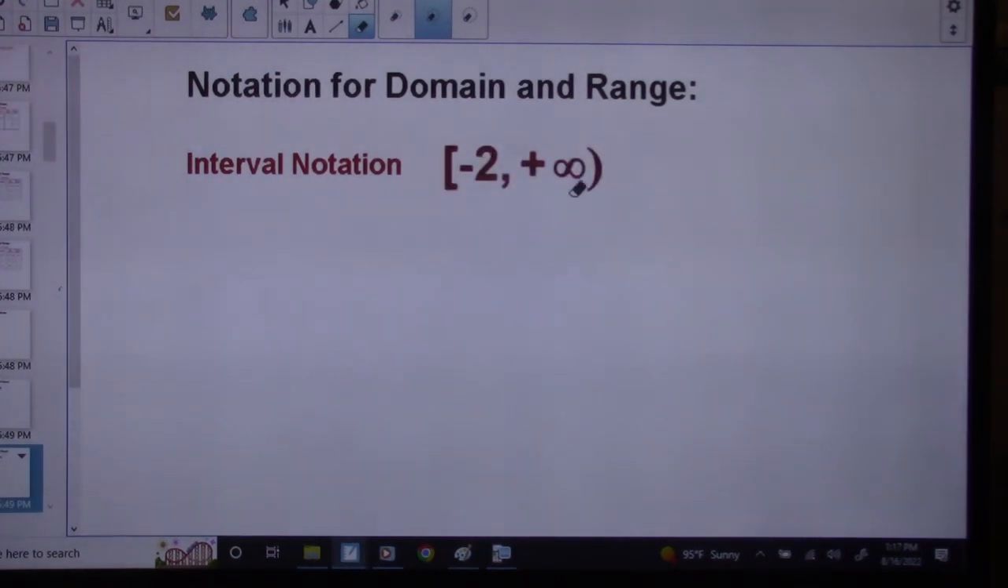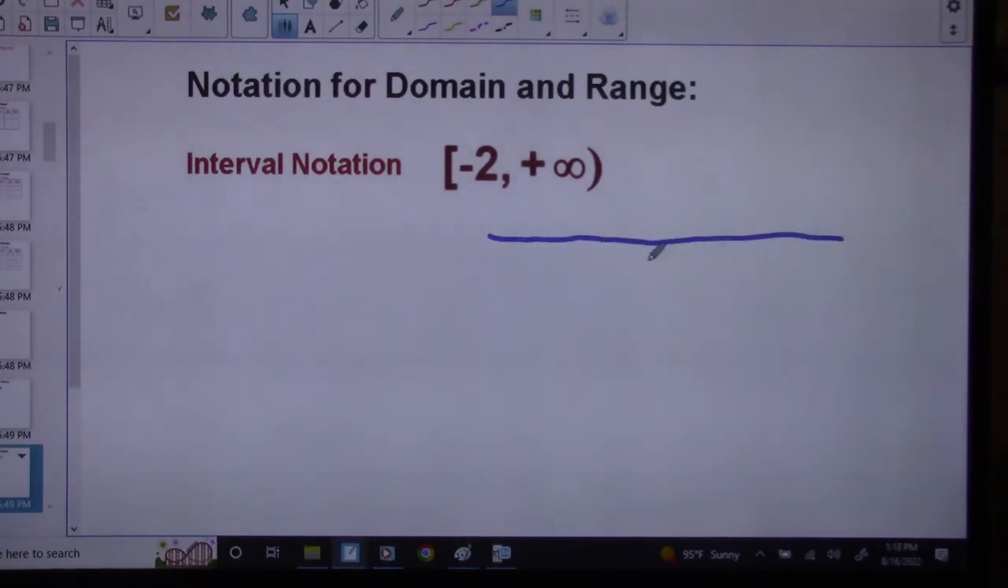Here's another example of interval notation, and I'm going to give you a translation for this. It's going to be on a number line, for example. It's going to look like this. Let me get a different color. Okay, so that's what that's going to look like right there.